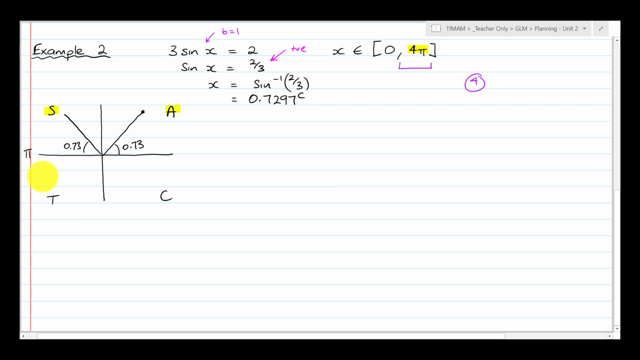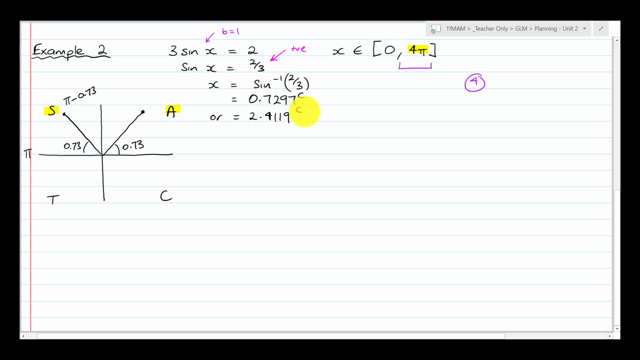Now over here, this is pi. So my second solution is actually pi minus 0.73. Now I've actually kept the exact value on my calculator. So I'm not going to lose any accuracy even though I'm rounding on the page. So I'm doing pi minus answer. And that gives me a second solution of 2.4119 radians. So there's my 2 solutions.